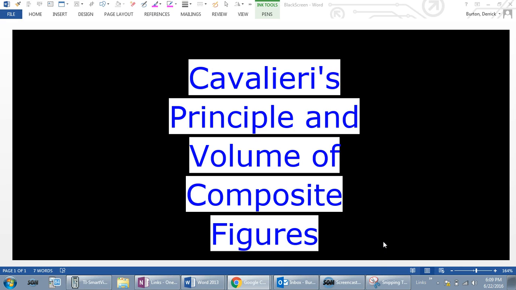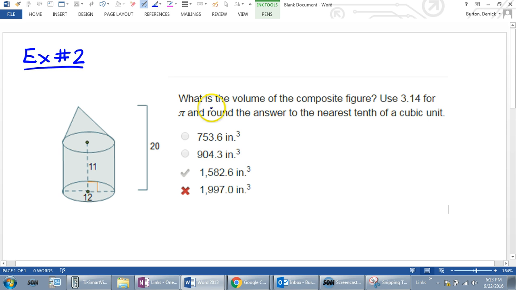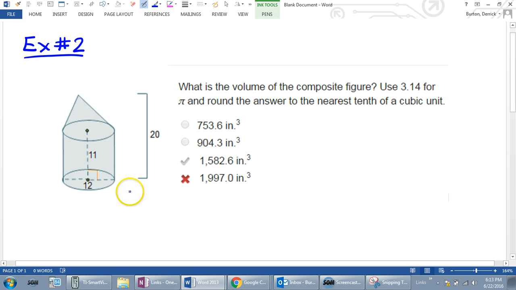So this video is about Cavalieri's principle and the volume of composite figures. What is the volume of the composite figure? Now, this figure is made up of two separate shapes. Can you see that it's made up of a cylinder and a cone? It's like a cone sitting on top of a can.